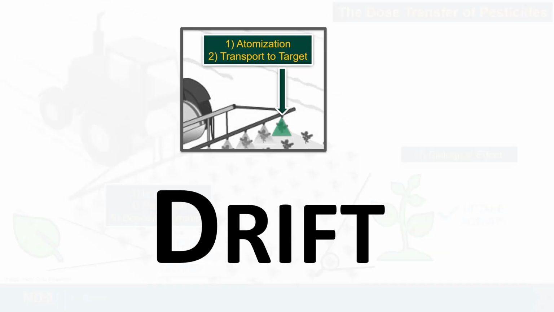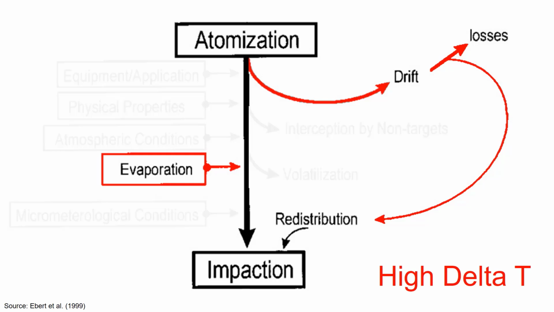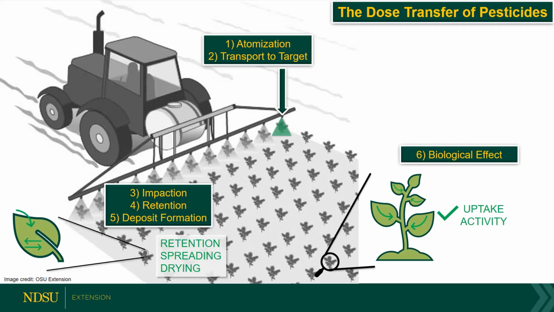One is right away at the beginning when those droplets are atomized, and delta T can impact drift right in the beginning of the process. A high delta T, again, represents a high evaporation environment. What this will do to atomized droplets on their way to impacting the target is make them smaller, and smaller droplets are more prone to drift. So higher levels of delta T can increase drift, and that is a concern. Much of that drift is going to be lost. It's possible that some small amount of it will redistribute and still impact the target, but for the most part, those drifted droplets are going to be losses. So drift is one of the main concerns with delta T, but it's not the only concern.